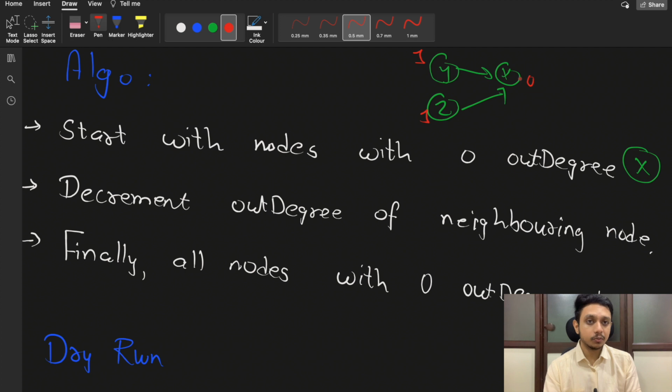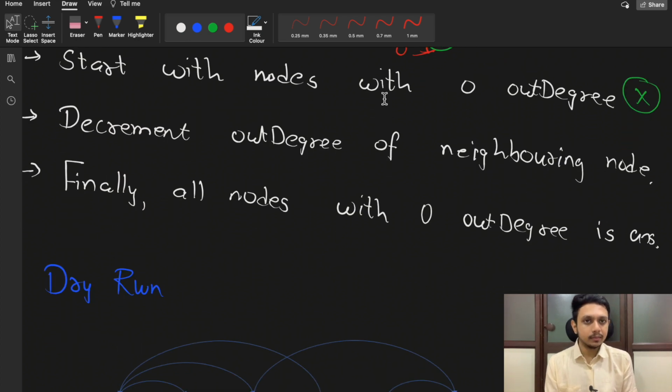Now since this is 0, all the paths that are coming towards x, so there is one path from y to x and z to x, we would keep on decrementing the out degree. So this is 0, then the adjacent is this, so we would decrement it by 1. We would also decrement this by 1, and we would keep on decrementing until we find the adjacent nodes. At the end, all the nodes with out degree 0 would be our answer. Bit confusing? Let's try to make a dry run.